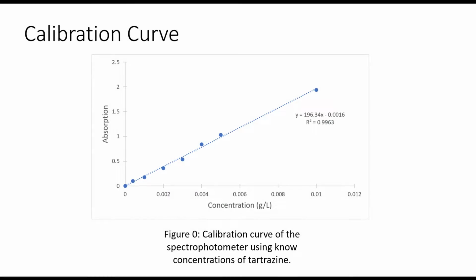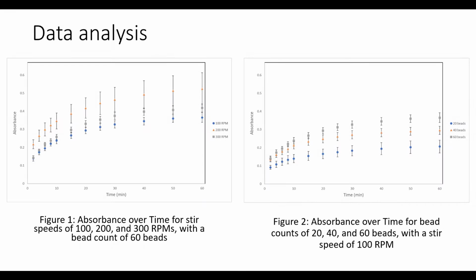We constructed the calibration curve by measuring the absorbance of known concentrations of tartrazine in the spectrophotometer set at 427 nanometers. The regression line showed a highly linear relationship with an R-squared value of 0.9963. We can use the equation of the regression line to convert between the absorbance and the concentration.